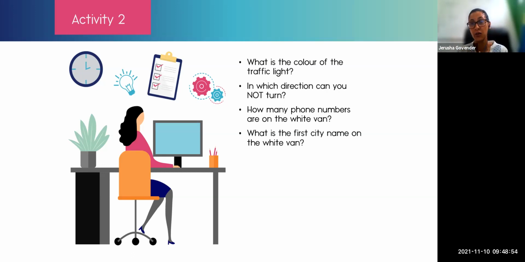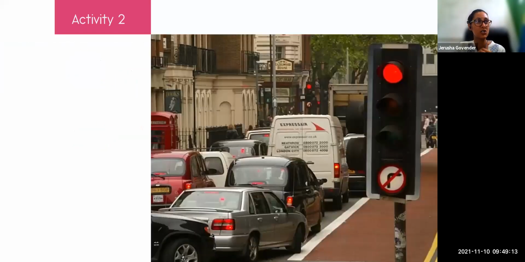How many phone numbers were on the white van? Okay. And maybe the others were also brave. 4. Okay. And do you know what the first city name was on the white van? No. Okay. So I'll go show you. So there were 3 phone numbers and the first city is Heathrow.